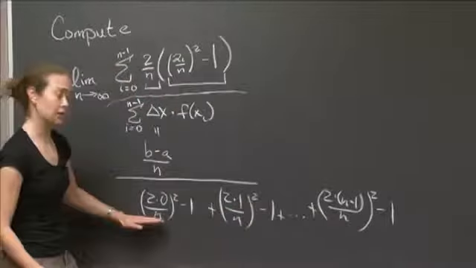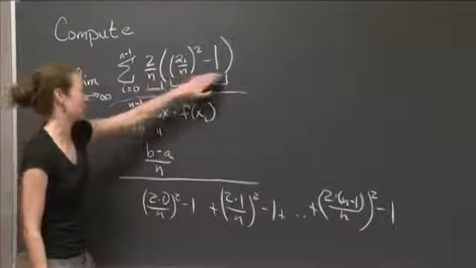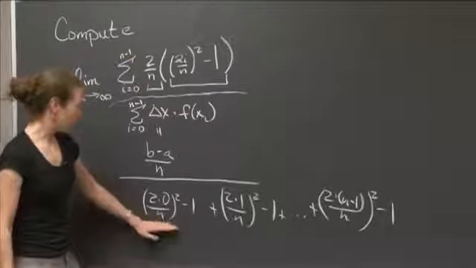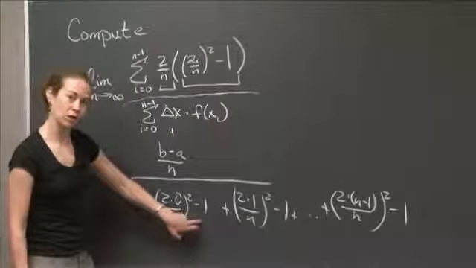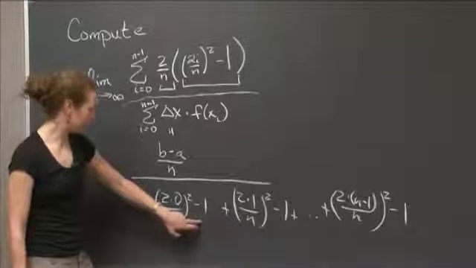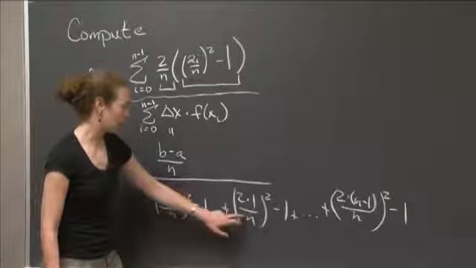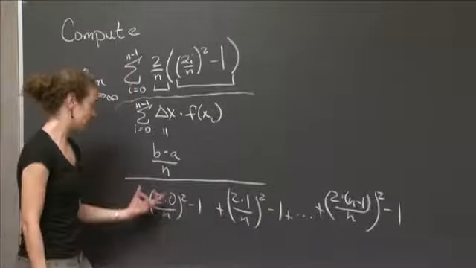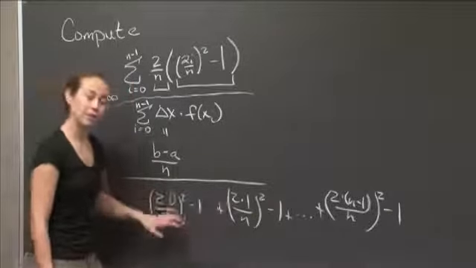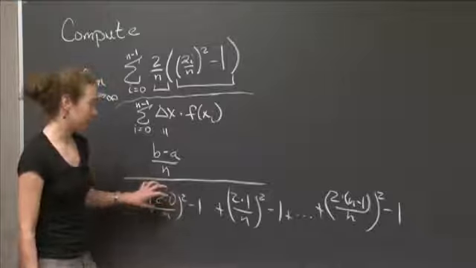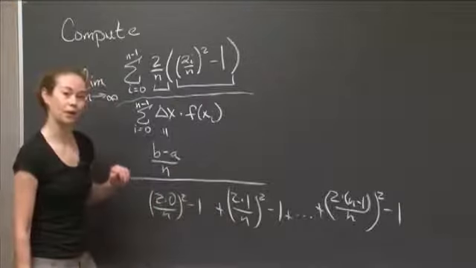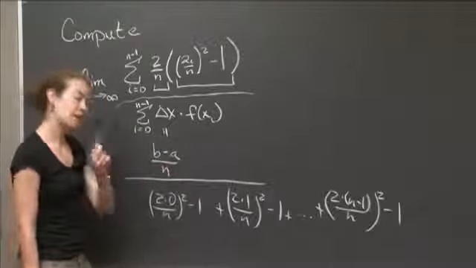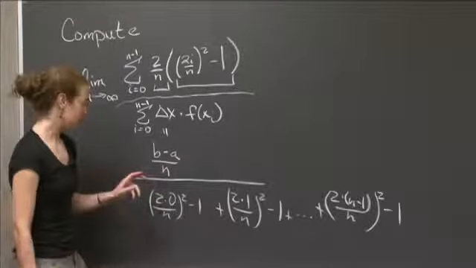But this is what our sum of these things looks like if I pull out the 2 over n. So here I get 0 squared minus 1. That looks pretty good. Here I get (2 times 1 over n) squared minus 1. So it does look like I'm taking something, squaring it, subtracting 1. Does it make sense that these are the kind of x values I would expect to get if this were the Riemann sum of x squared minus 1? It does, and let's think about why.